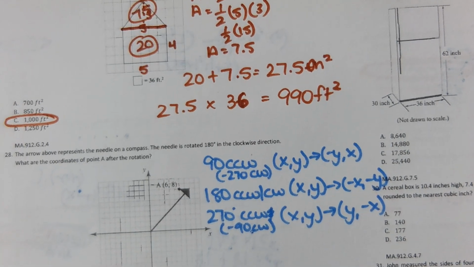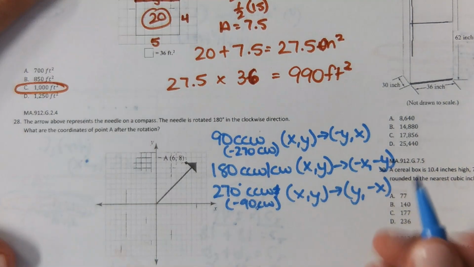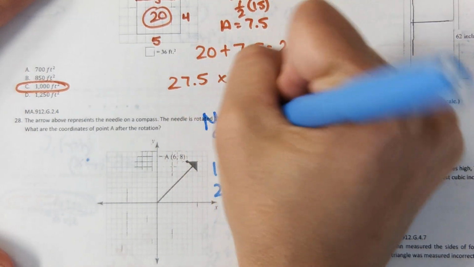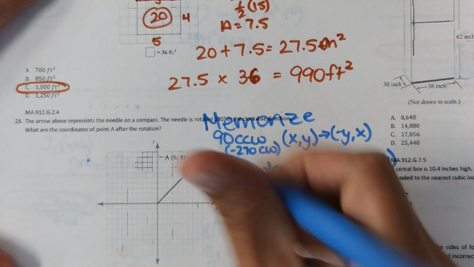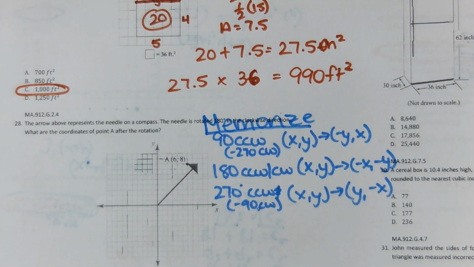The next one has to be a rotation. These are the rotation coordinate rules. You may want to memorize this, or you can memorize the concept, but write this down because it might be easier just to memorize the coordinate rules.